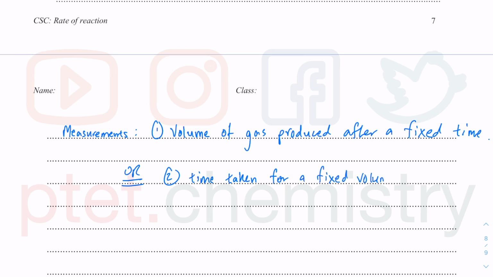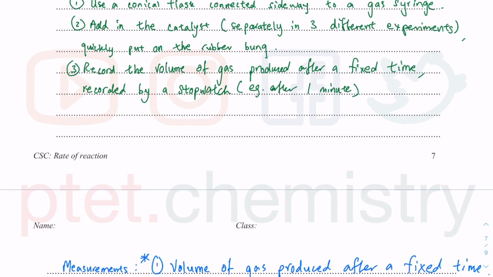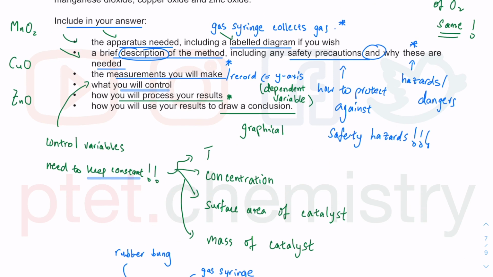So either method will work. Either method will be able to tell you which catalyst is the best one. But I think we'll be simply looking at number 1 instead of number 2. But you could see, experimentally speaking, as a science student, you should see both methods will work.